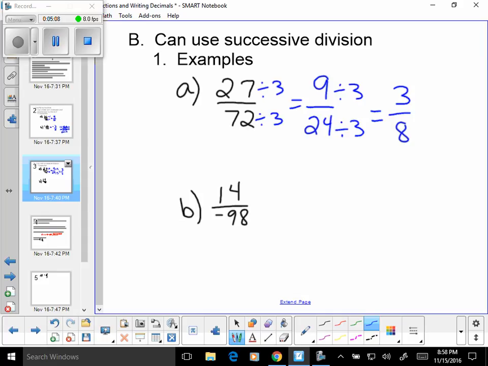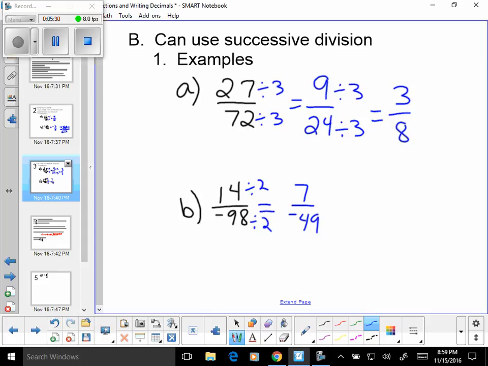For example, with B, a lot of people get shook. Oh, 98 is such a big number. Don't forget your negative sign, by the way. Other people, at least look at this and say, hey, I've got an even number. I can divide by 2. So I'm going to get 7 over negative 49.